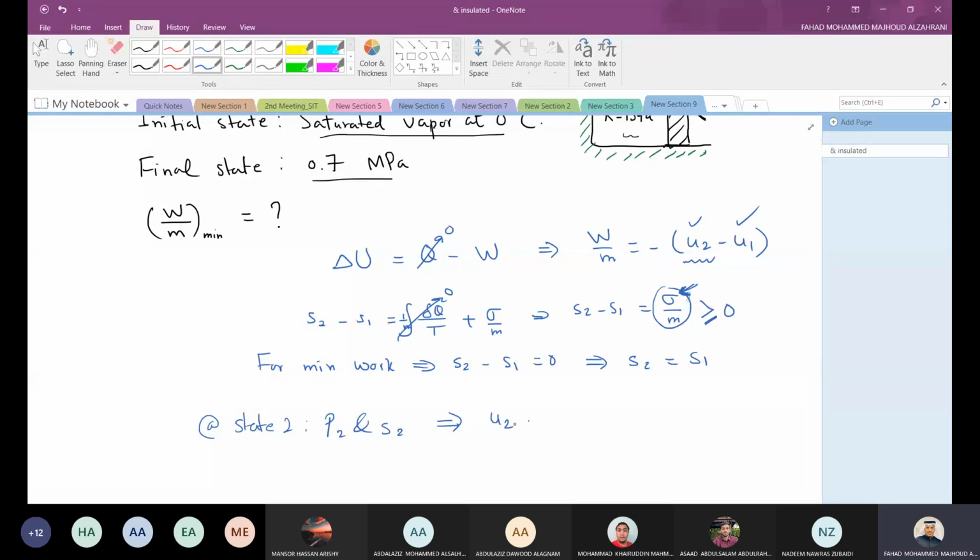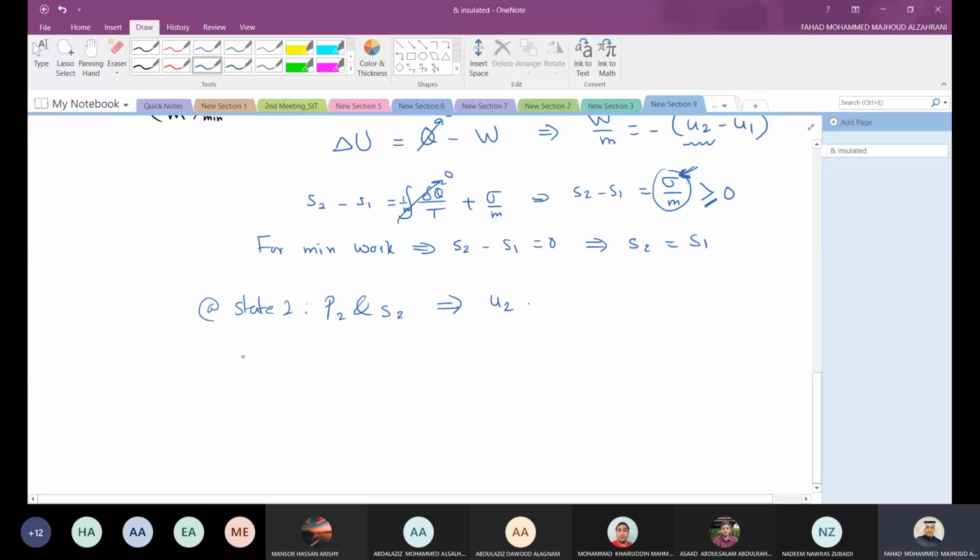I'll just give you the final answer and you can work it out yourself. U2 at minimum work equals 244.32 kilojoule per kilogram, and work per mass minimum equals minus 17.26 kilojoule per kilogram. So this is the minimum theoretical work you can apply on the system. If you have internal irreversibilities, this becomes higher, so S2 becomes higher than S1, and then you will have some generation.